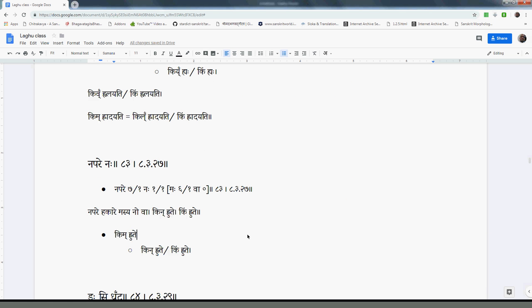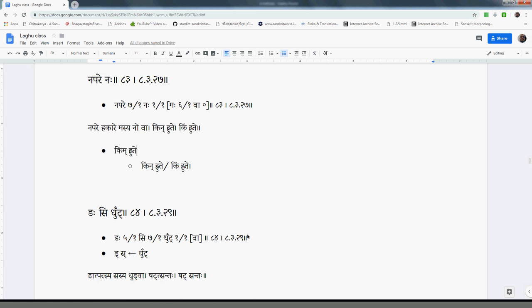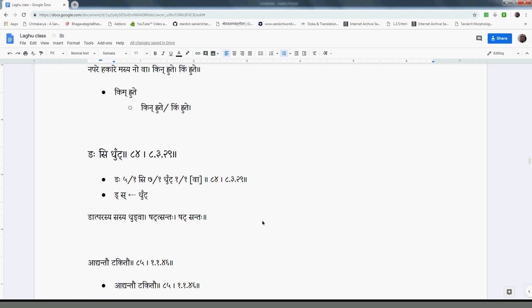So we were looking at the HalSandhi sutra, Dasi Dhut. Dat parasya sasya sakarasya dhut agama bhavati, va vibhashaya dhudvabhavati. So what is the condition? You should have a dakara, and a sakara should be following that. Then dhut agama is ordained for what? For sakara, sasya.